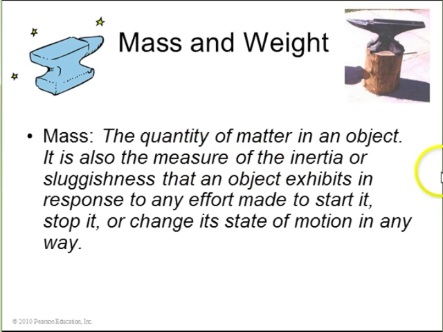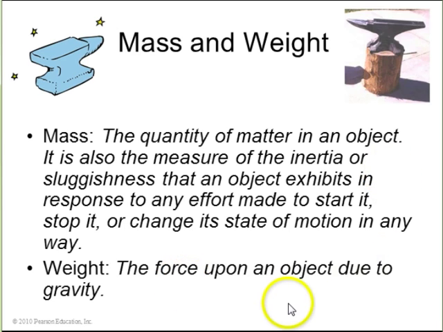Mass is the quantity of matter in an object. It also measures the inertia or sluggishness that an object exhibits in response to any effort made to start it or stop it or change its state of motion in any way. And weight is the force upon an object due to gravity. So here we have two anvils. If they're the same size and shape, and if they're both made of iron, then they'll both have the same mass. But if this one's out in space, it has zero weight, whereas this one's here on the Earth, it has a lot of weight.